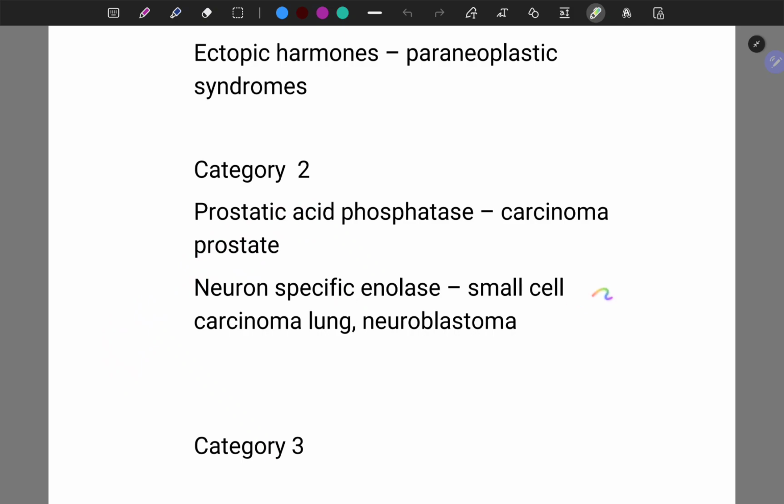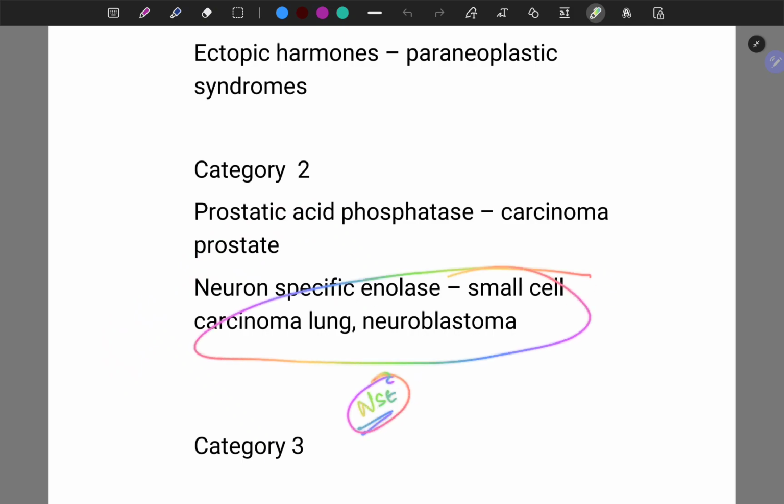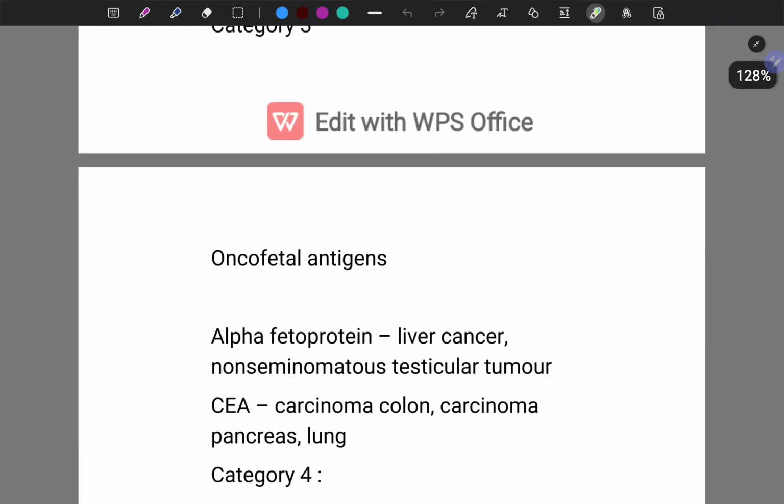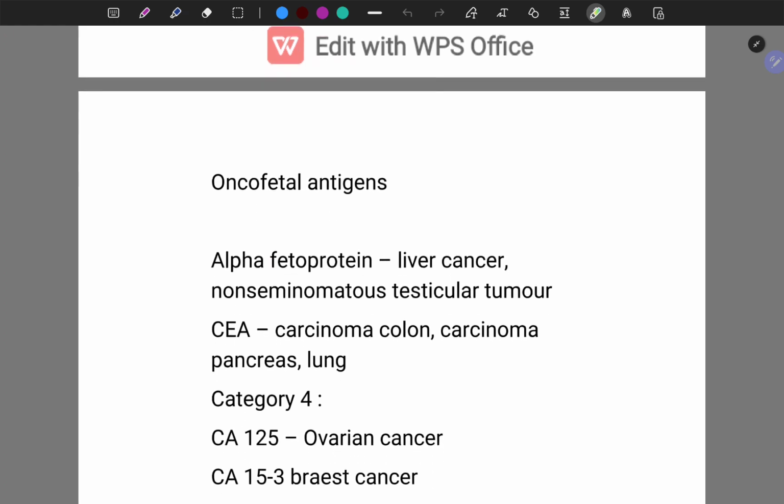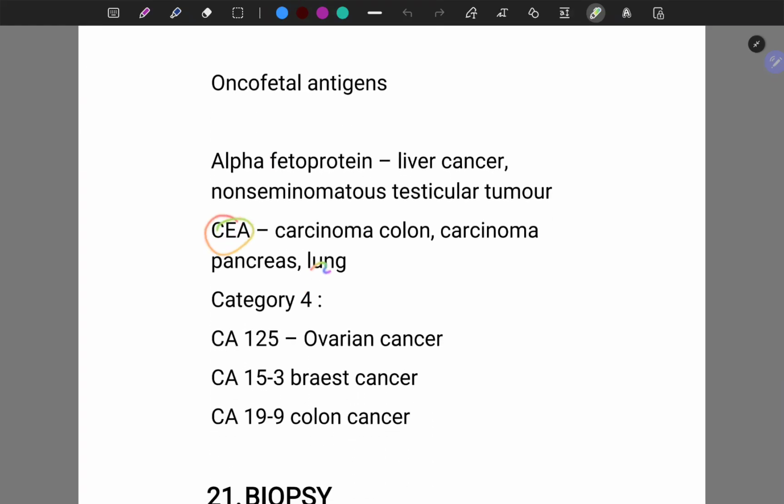Neuron specific enolase in the case of small cell carcinoma of lung or a neuroblastoma. Category 3, which is your oncofetal antigens or alpha fetoprotein. AFP is mainly in hepatocellular cancer, non-seminomatous testicular tumors. Carcinoembryonic antigen in case of carcinoma colon, carcinoma pancreas or lung carcinoma.